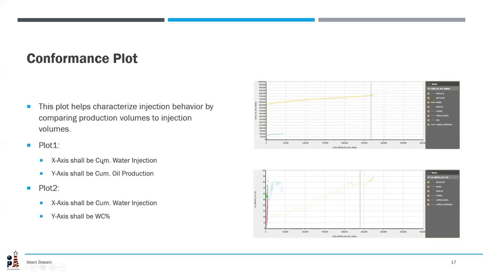So we have two different types of plots. The first plot would have the cumulative water injection on the x-axis and the cumulative oil production on the y-axis. You can plot it on a logarithmic scale or a normal coordinate scale. The second plot would also have cumulative water injection on the x-axis and the water cut percentage on the vertical axis. This plot would show you how much water goes through the channels to the producers, and which wells or which parts of the reservoir would have a higher water cut due to the water injection. Now let's go again to share the OFM and do these two plots on it.